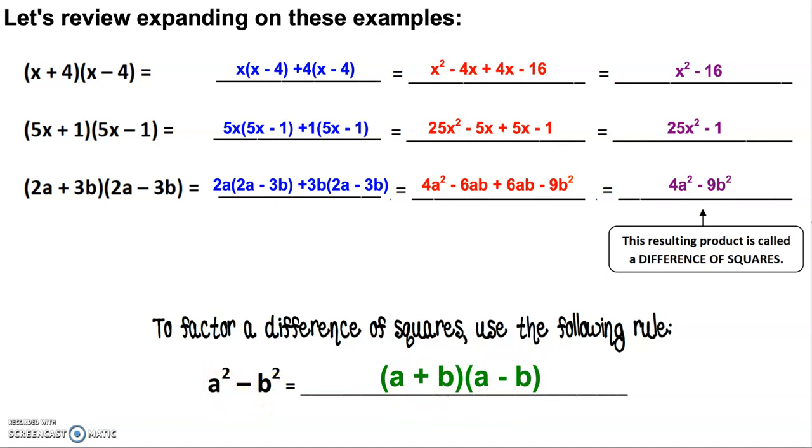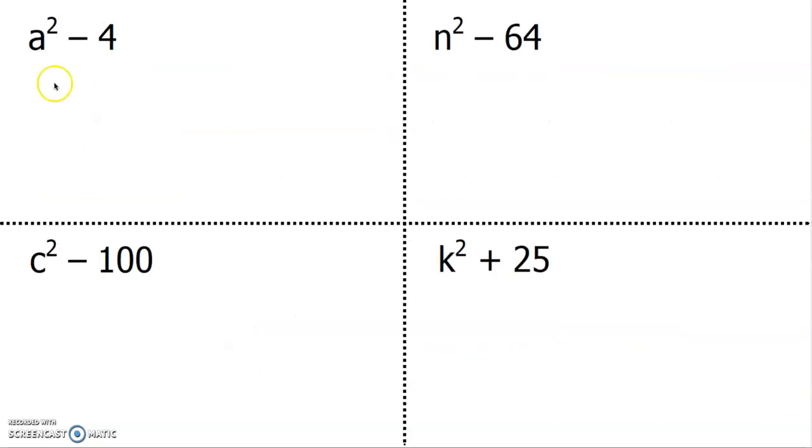So let's look at a few examples. If I have a squared minus 4, I recognize right away that I have a difference of two perfect squares, because I know a times itself gives me a squared, and 2 times itself gives me 4. So that's how I know what my two terms are in my binomial. Those are the terms, and then I have opposite signs.